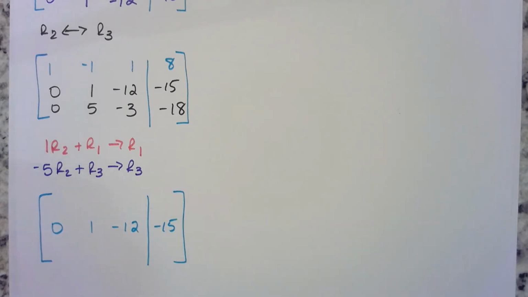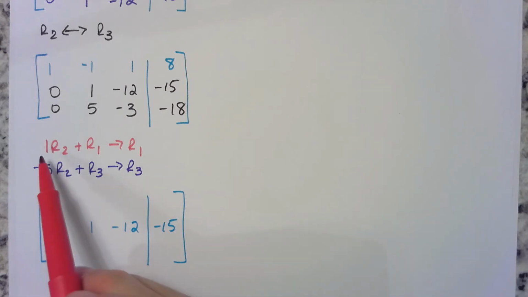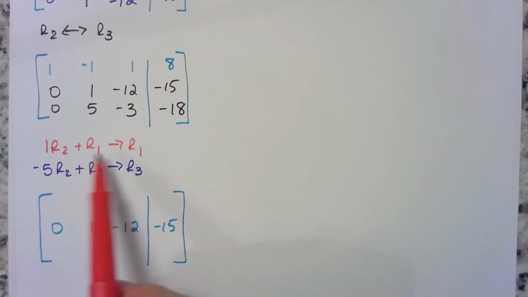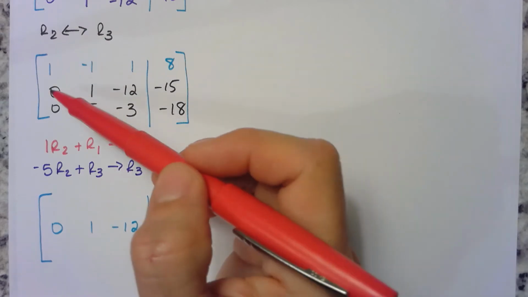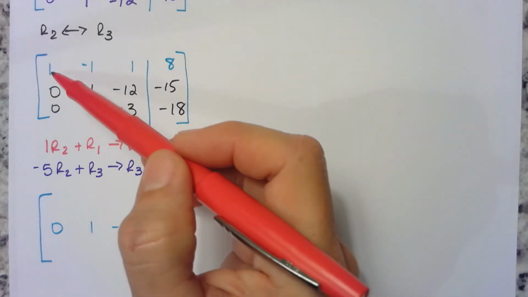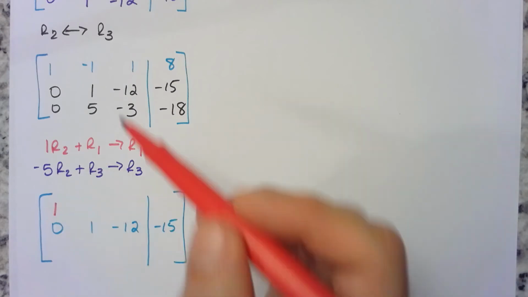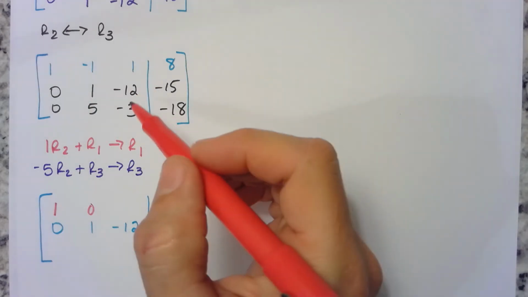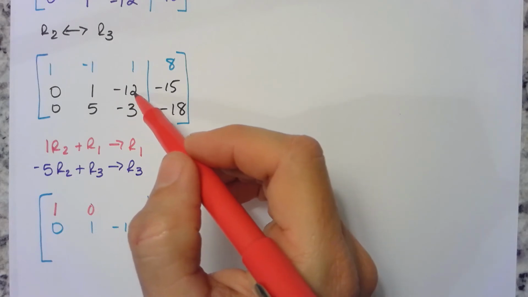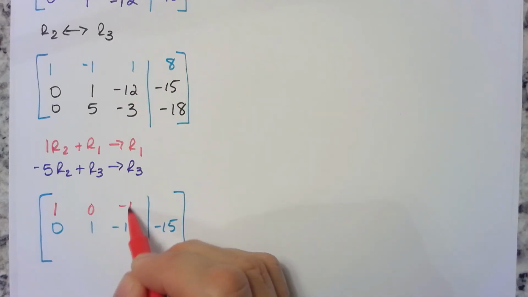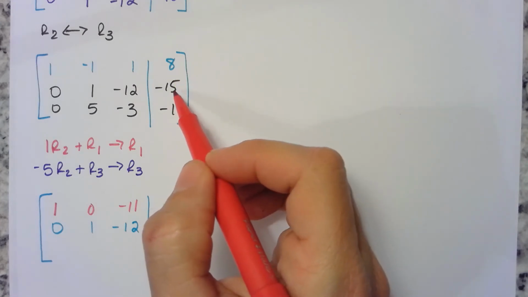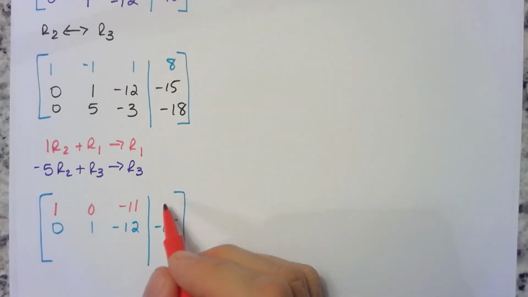Okay, let's do that row operation. 1 times row 2 plus row 1. So really you're just adding rows 1 and 2 together to get a new row 1. 1 times this, 1 times 0 is 0, plus 1 is 1. 1 times 1 is 1, minus 1 is 0. 1 times negative 12 is negative 12, plus 1 is negative 11. 1 times negative 15 is negative 15, plus 8 is negative 7.